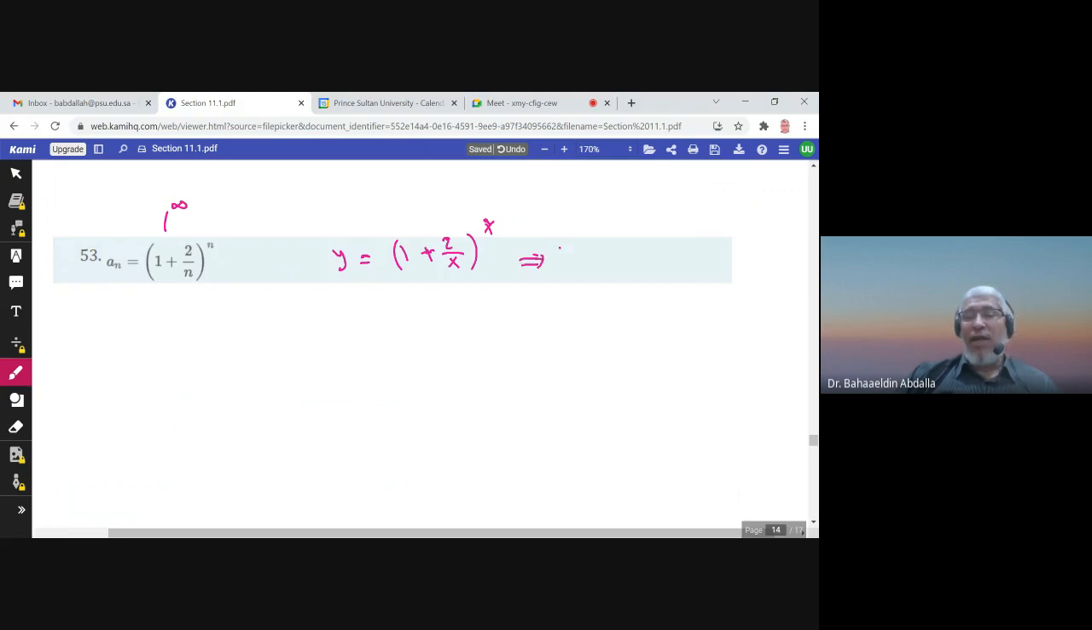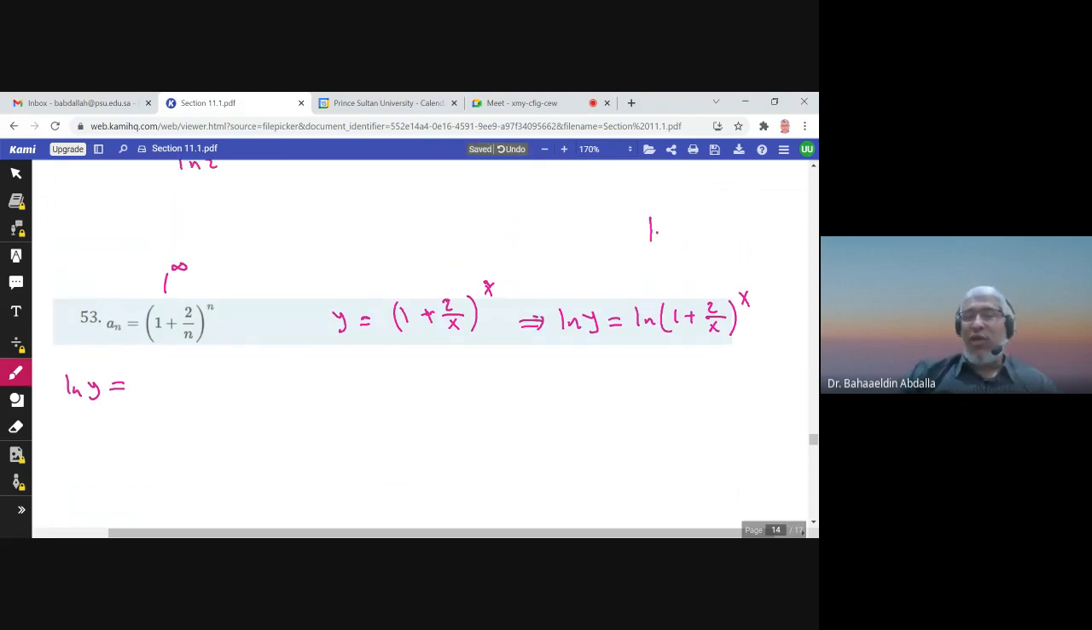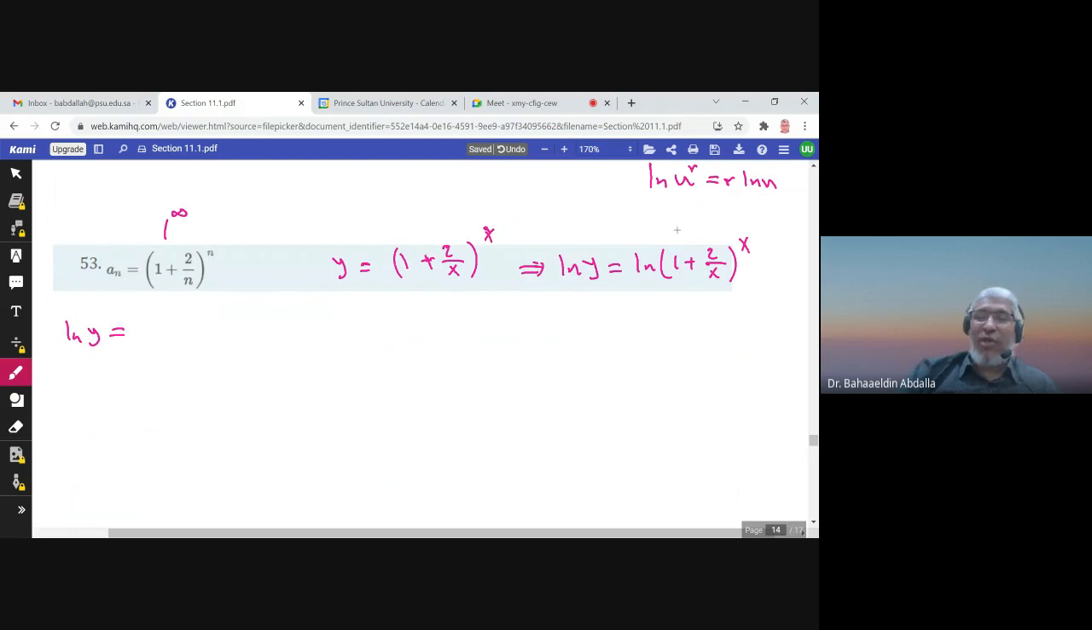I apply ln to both sides. So ln y would be ln of (1 plus 2 over x) to the power x. And because of the properties of the logarithmic functions, I have a property that says ln of u to the power r is r times ln u. So if r is a power of u, you can bring it out. So I can bring the x down, and I will have x times ln of (1 plus 2 over x). And now I will find the limit of ln y when x approaches infinity, okay?